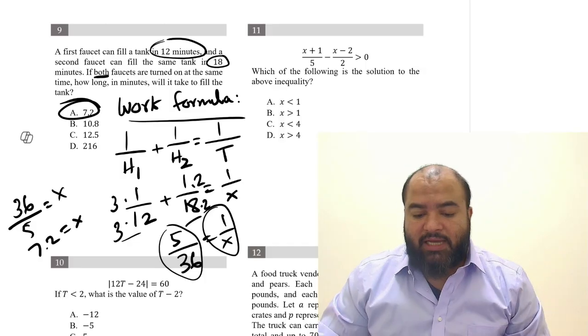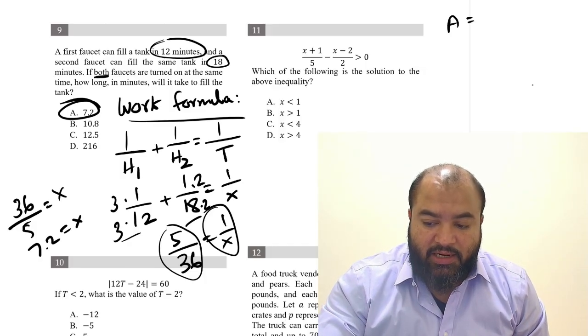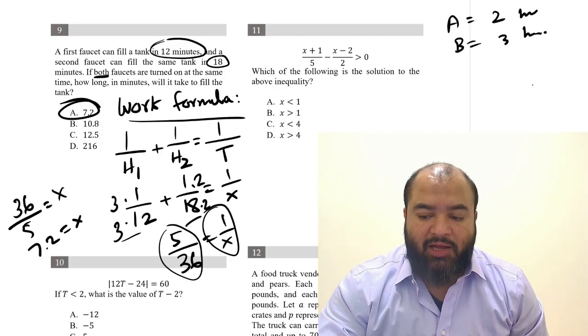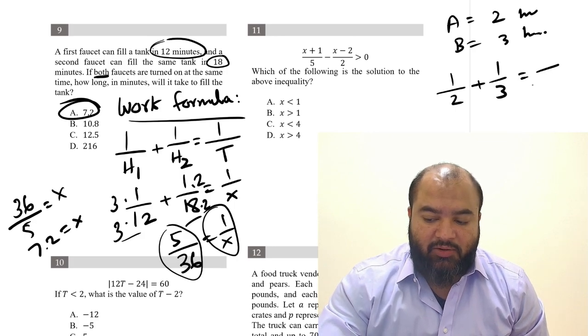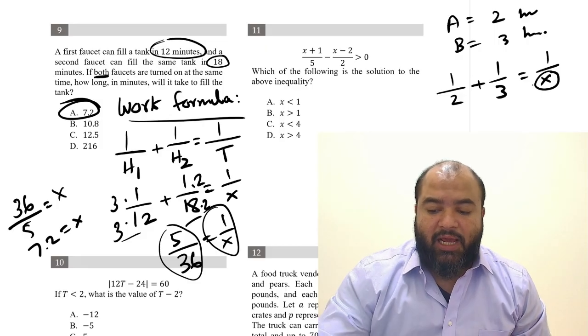I'll give you another quick example. Let's say person A can finish the homework in 2 hours. Person B can finish the homework in 3 hours. If they decide to do the homework together, how long will it take? So you say 1 over 2 plus 1 over 3 equal to 1 over x. And when you solve for x, that will be their speed together.